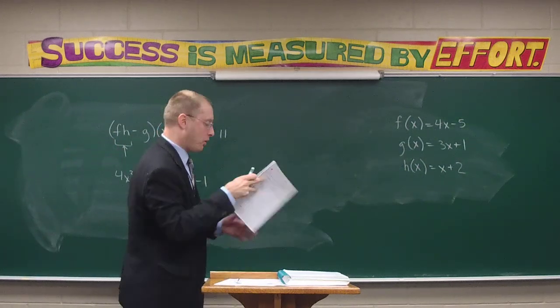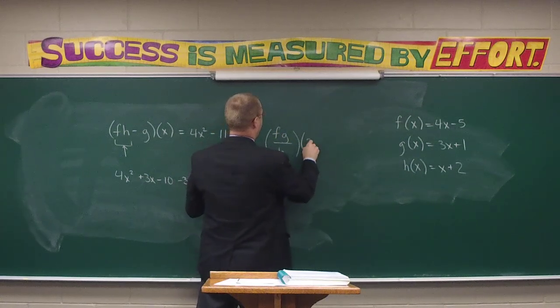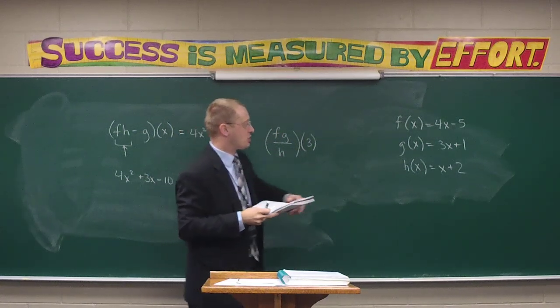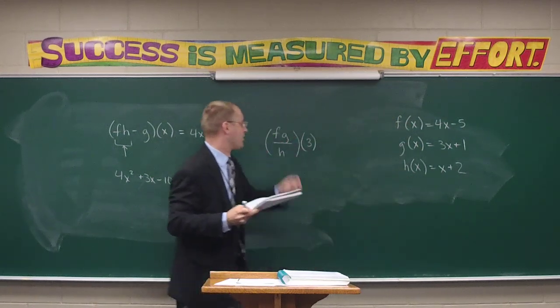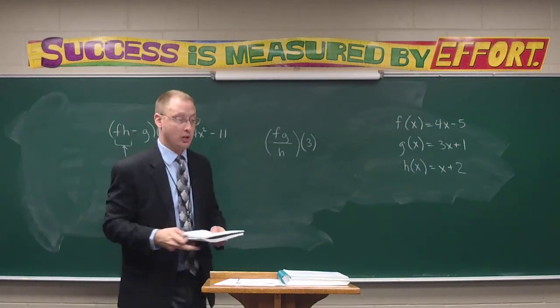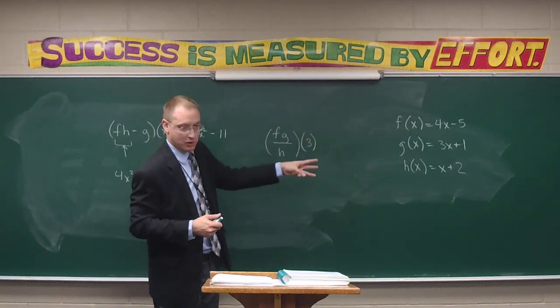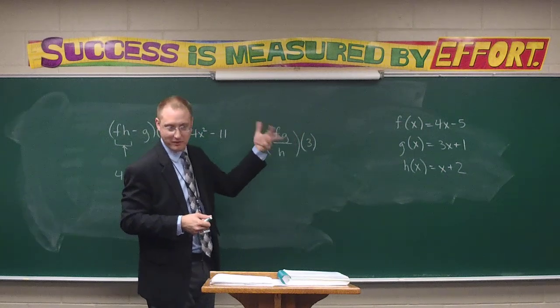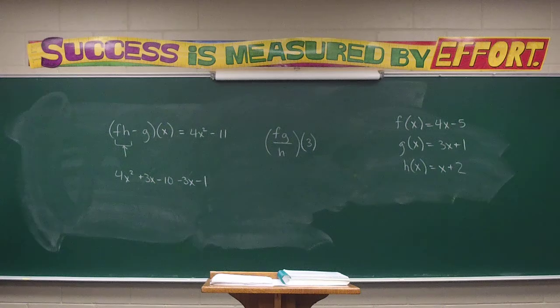What if, though, I said I want you to evaluate fg over h of 3? Am I going to FOIL and try to divide the x plus 2 by synthetic division and then plug in the 3? Not a chance. Could I? Yeah, I could. What am I going to do instead? Find f of 3, g of 3, and h of 3. Multiply the f of 3 and the g of 3, and then divide out the h of 3. At your seats, find fg over h of 3, given those 3 functions, f of x, g of x, and h of x.